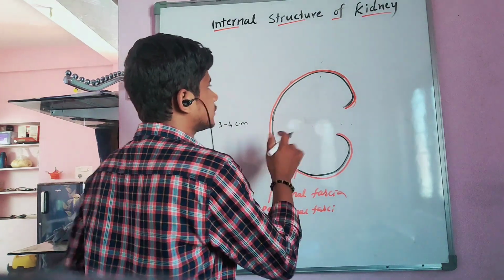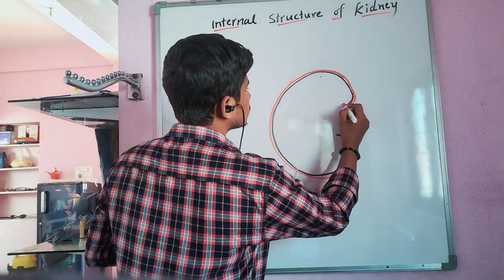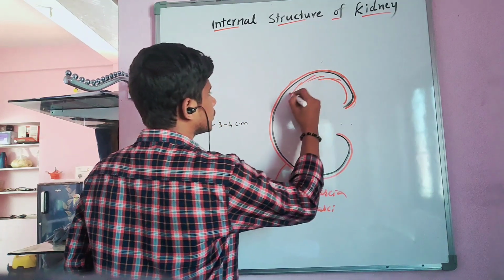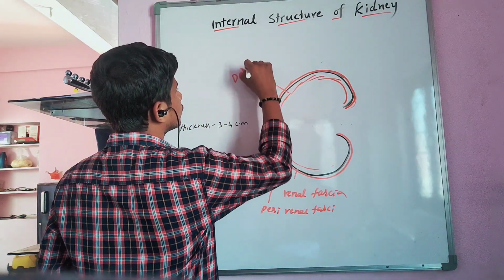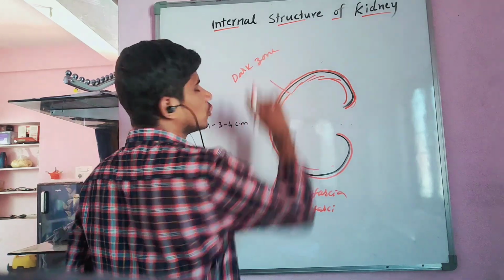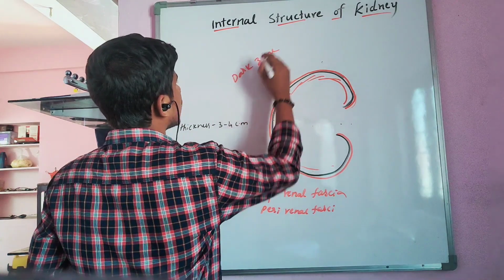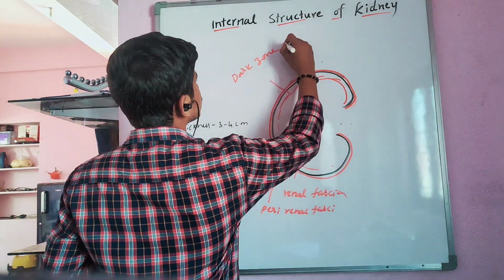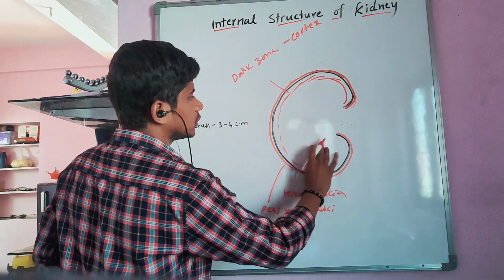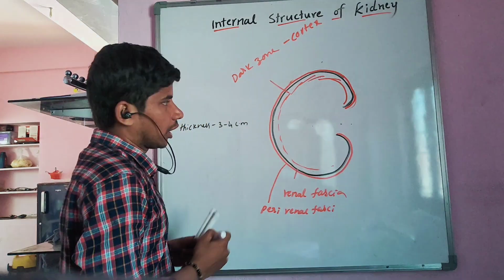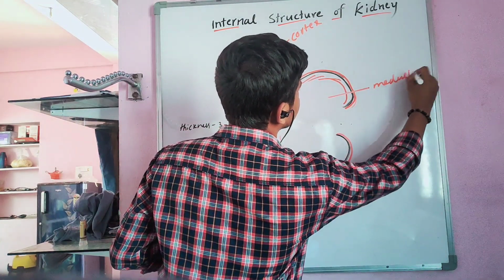Now the inside of the kidney is divided into two parts. The outermost region is dark in color, because more blood vessels and more nephrons are found here. This dark zone is called the renal cortex. The inner zone, the middle area, is called the medulla, which is pale in color.